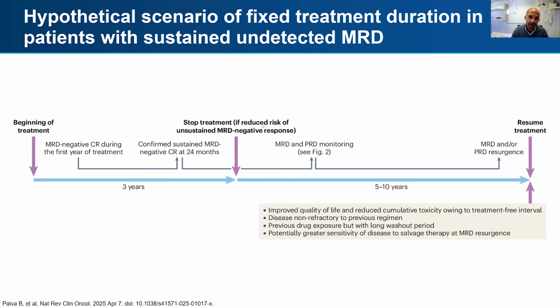And if there aren't any risk factors of unsustained MRD negative responses, and last year we identified, together with the Italian group, some risk factors such as the presence of 2 or more high-risk cytogenetic alterations, an adverse International Staging System stage at diagnosis, also a high percentage of circulating tumor cells at diagnosis. If the patient doesn't have any of these risk factors, then eventually there is the possibility of stopping treatment.